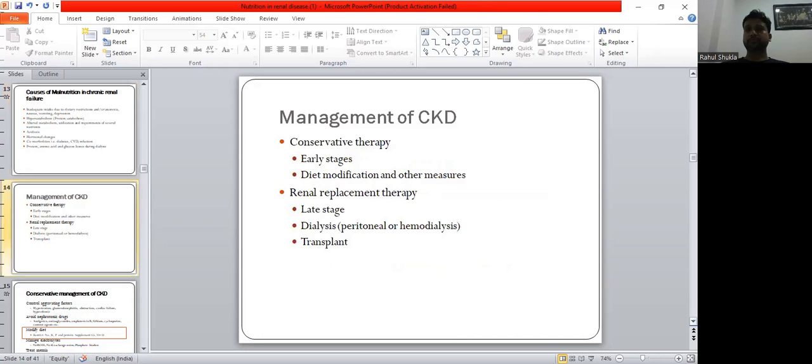So how should we manage the patient with CKD? We can divide it into two parts. First, in early stages of CKD, there is conservative therapy, so dietary modification and other drug-related measures are done. The other is the advanced stage of CKD, where we need to do renal replacement therapy, and dialysis is of two types, peritoneal and hemodialysis. And if the patient is willing, then we can also go for transplant, because transplant is always a better treatment option because of good quality of life in comparison to hemodialysis and peritoneal dialysis.